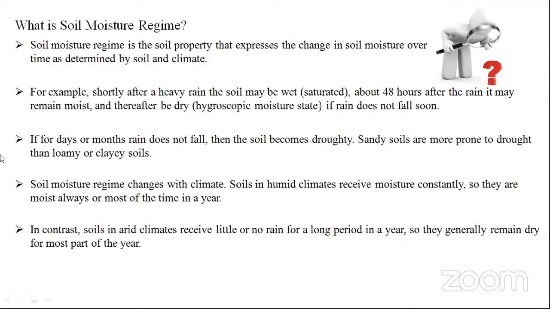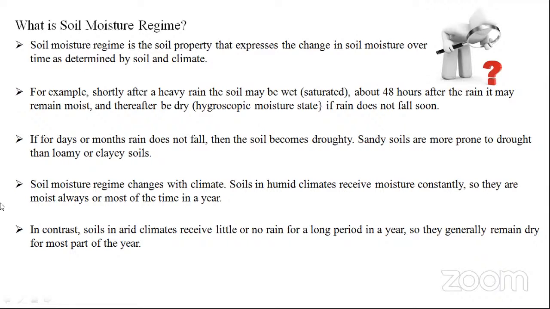Soils in a humid climate receive more moisture. See, in more humid conditions you can see more moisture constantly. So they are moist almost the entire year. The soil will be very moist. Even for this we have a separate word. We will discuss all these things.